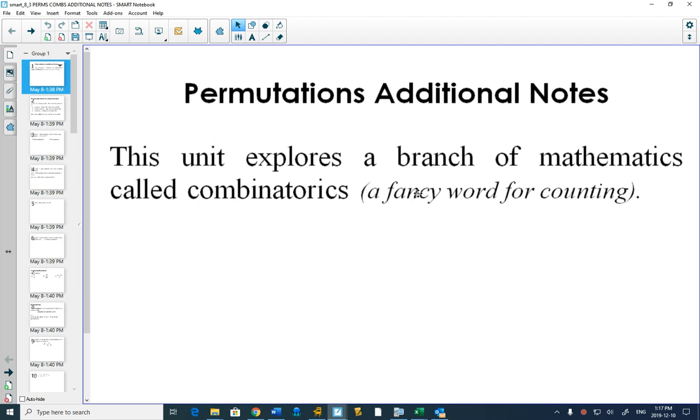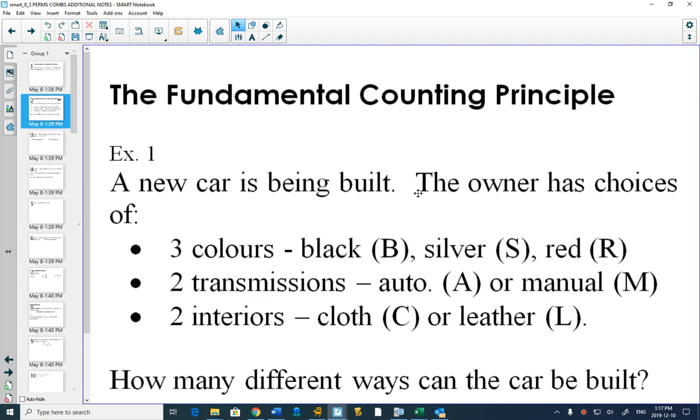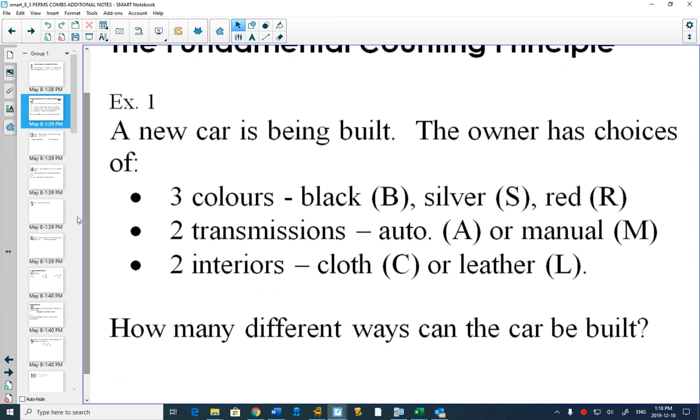So permutations, that's part of a branch of mathematics called combinatorics. It's just a fancy word for counting. Some of this is going to be review. We've already done questions like this. A new car is being built. You have 3 choices of color, 2 choices of transmission, and 2 interiors. How many cars could be built?